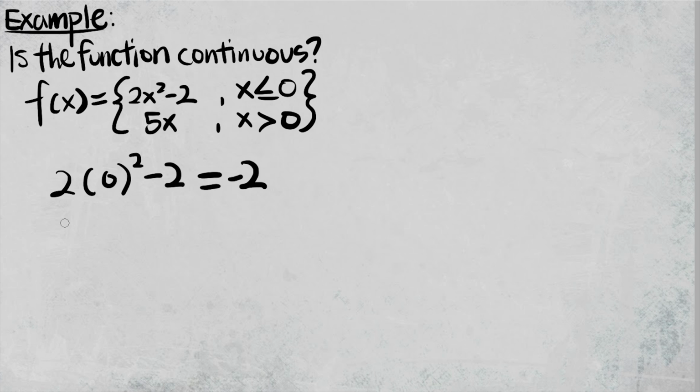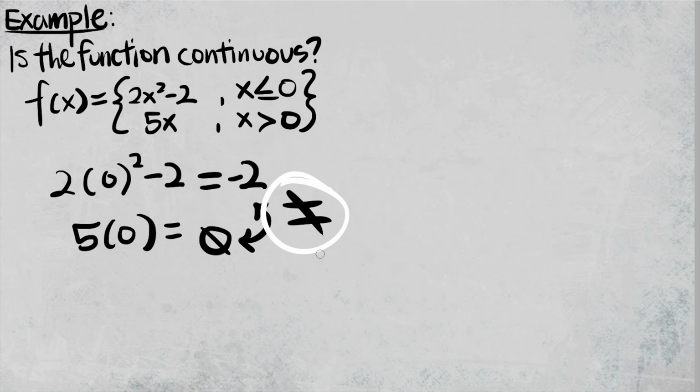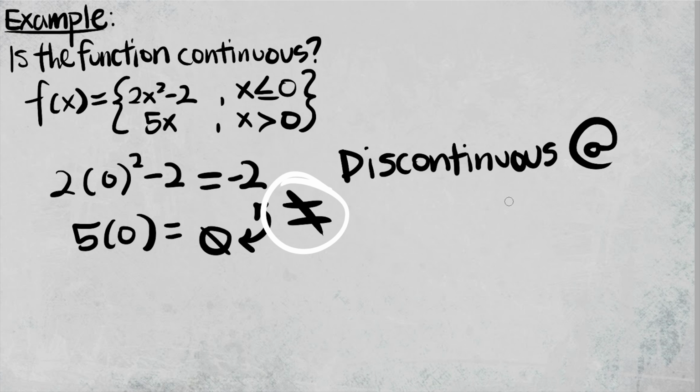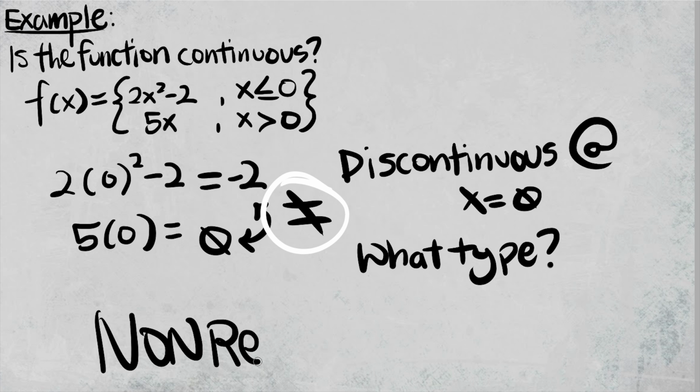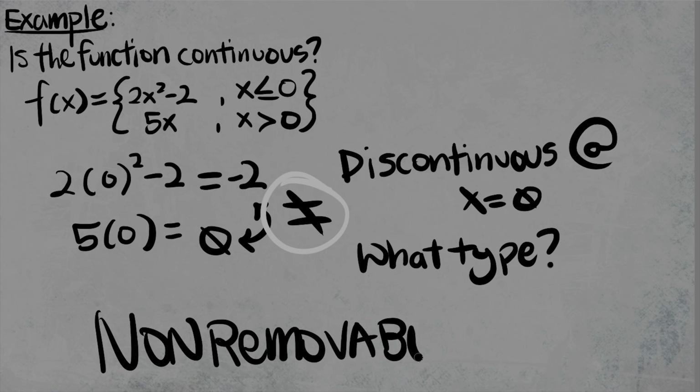Now to simply do this problem, we substitute 0 into both these functions, or these sub-functions, and we find the results. You will later see that these results are not equivalent, therefore this function is discontinuous at x equals 0. This particular discontinuity is a non-removable discontinuity. It is more specifically a jump. Non-removable discontinuities also include vertical asymptotes, while removable discontinuities also include holes.